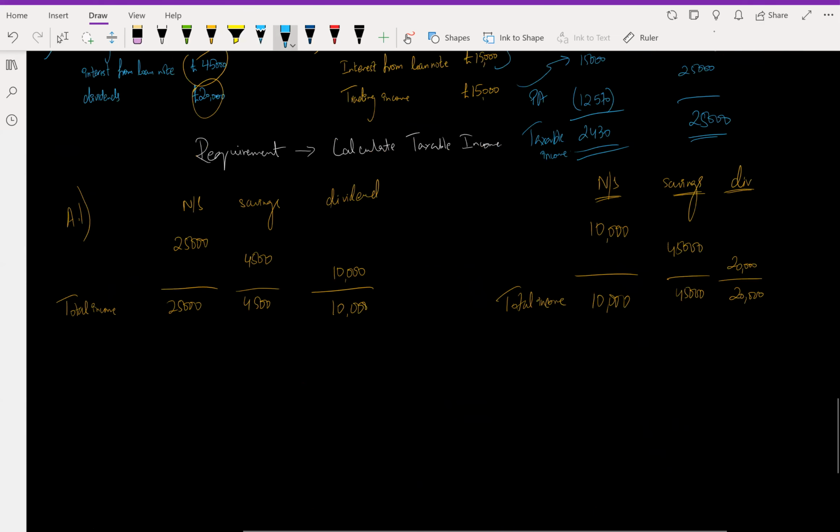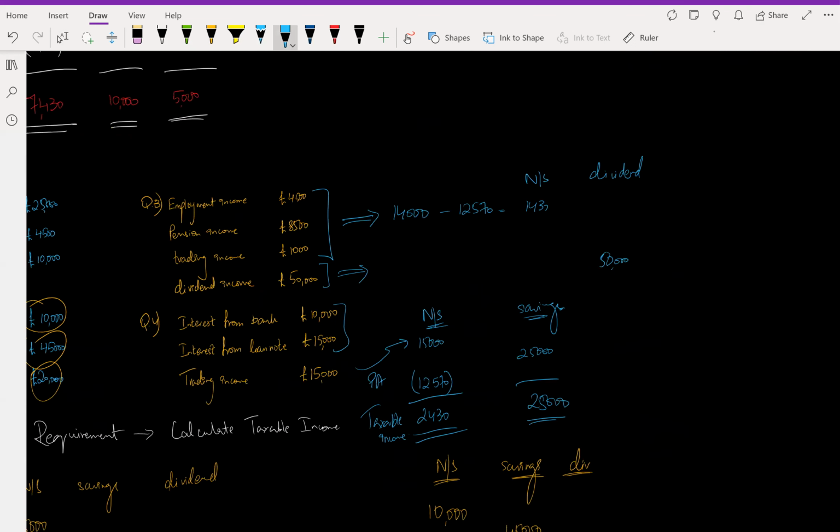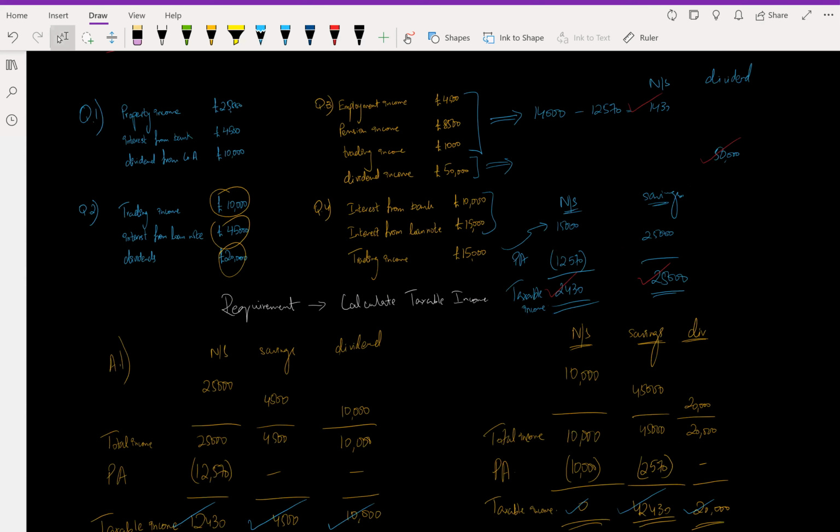So for the first one, you've got your answer 12,430, 4,500 and 10,000 taxable income. Question number 2, no taxable income for non-savings, 42,430 for savings and 20,000 for dividend. For question number 3, you've got 1,430 for non-savings and 50,000 for dividend. And for the last question, you've got 2,430 for non-savings and 25,000 for savings. Do you guys understand this or not? Yes. All right, perfect.